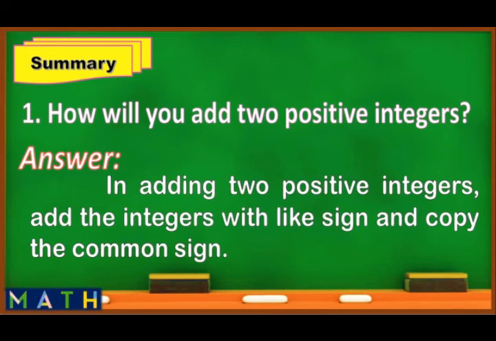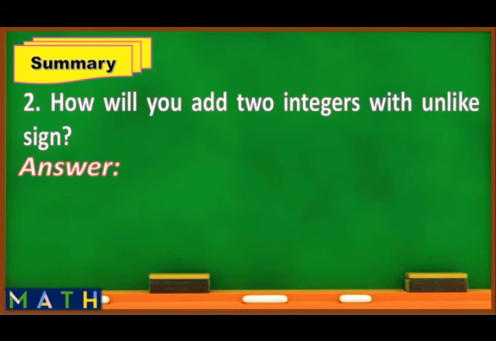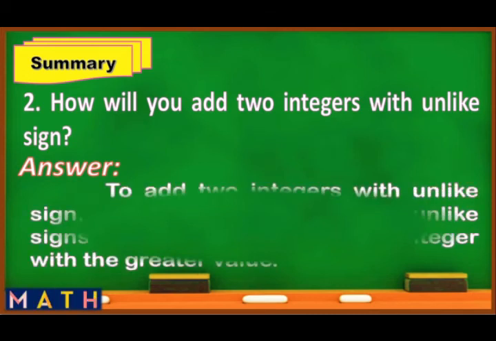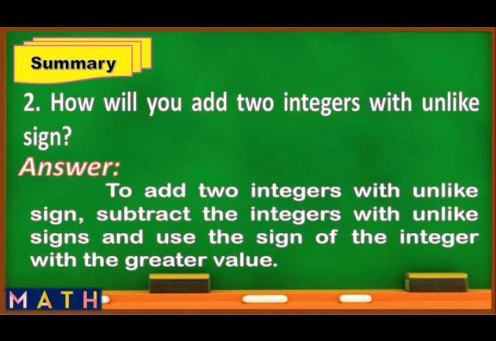how will you add two integers with unlike sign? Very good. To add two integers with unlike sign, subtract the integers and use the sign of the integer with the greater value.